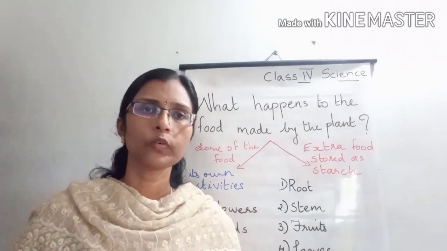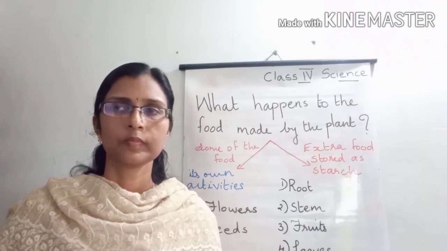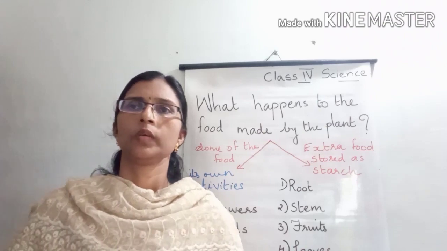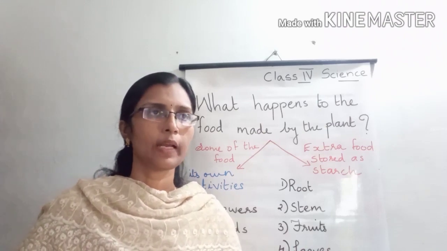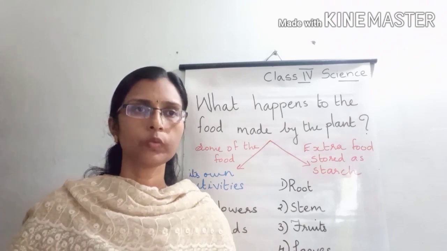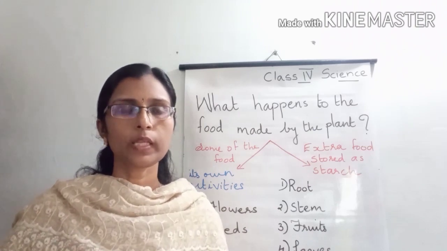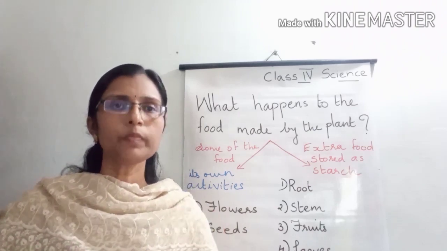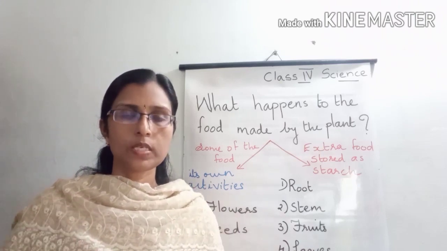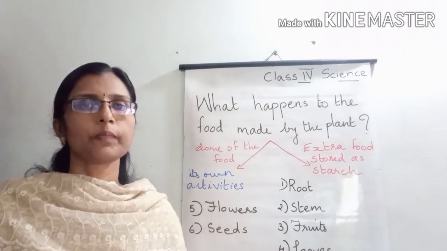What happens to the food made by the plant? Do you have any idea? No. Why do we need food? We need food to grow, to repair worn out cells, etc. Similarly, plants also need food for their own activities. So they prepare food in the form of sugar. Some of the food is used to burn for energy and to grow, to repair worn out cells, etc.